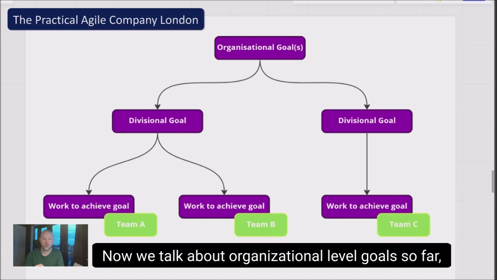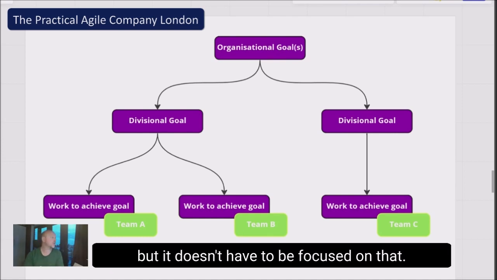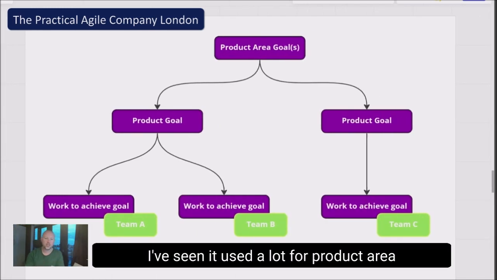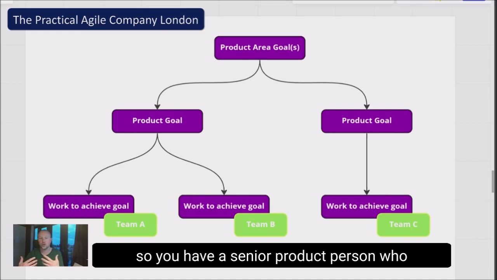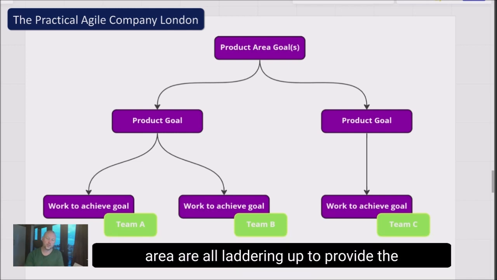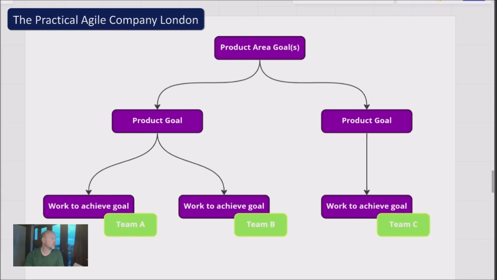Now, I've been talking about organizational level goals so far, but it doesn't have to be focused on that. We can also do it at a more detailed level. I've seen it used a lot for product areas. So you have a senior product person who wants to understand how the different products within their area are all laddering up to provide the product goals for their product area. And it's really effective in that space too.